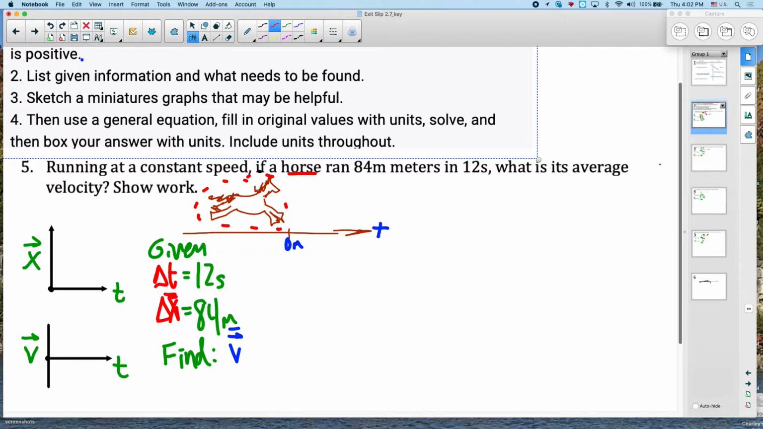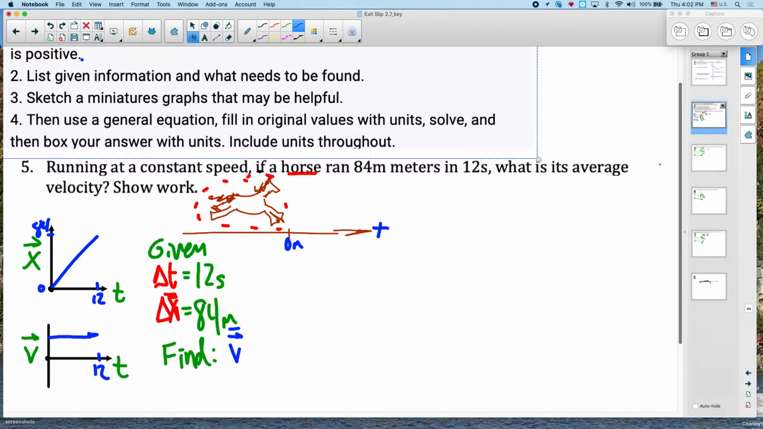If possible, draw position versus time and velocity versus time graphs. If we assume they start at 0 and it's a positive constant velocity, we have a shape like this. And for this as well, we do have the final clock reading of 12 seconds, so we can include that value. We know the starting position is 0, and we know the ending position is 84 meters. So we have that information there.